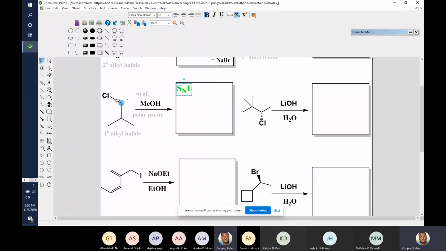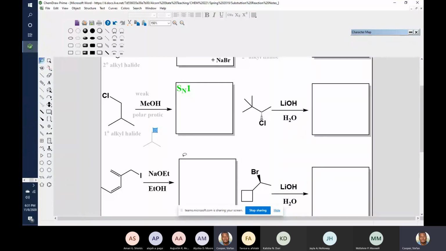Hopefully you can mentally see that this is going to rearrange, but if not, it's okay. Let's look at this. The first step is my leaving group leaving to form the carbocation. Typically we say that primary alkyl halides don't even react in SN1 because the corresponding carbocation is no good. This primary carbocation is very unstable. There are no carbons to really help stabilize it.